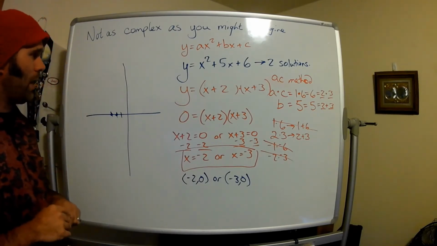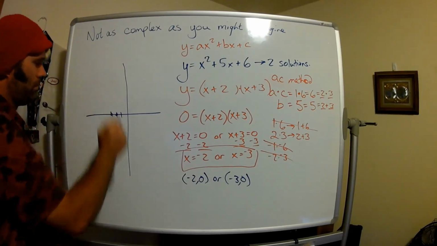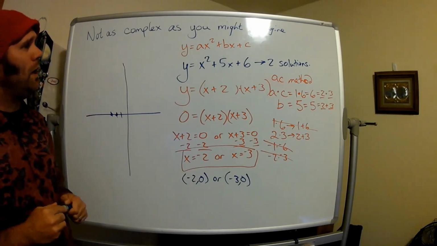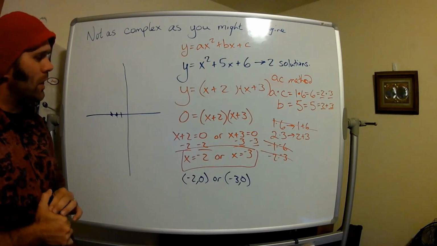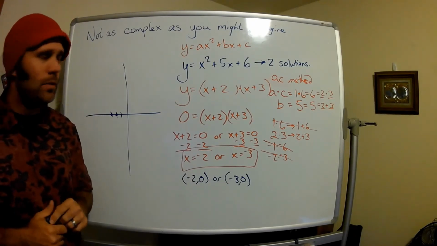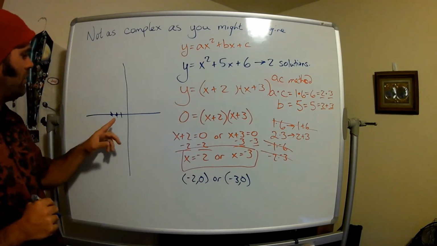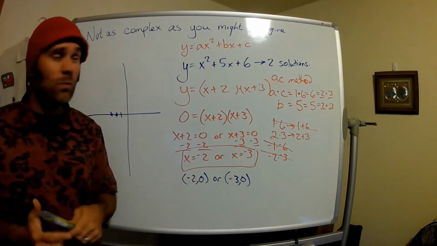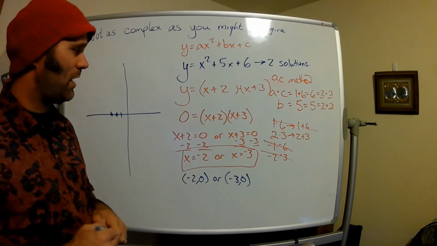And so this parabola either faces up or faces down. And we want to figure that out sometimes. In this case, we don't care. All we cared about were the zeros. But you can see that between -2 and -3 is -2.5. That is actually going to be the vertex.